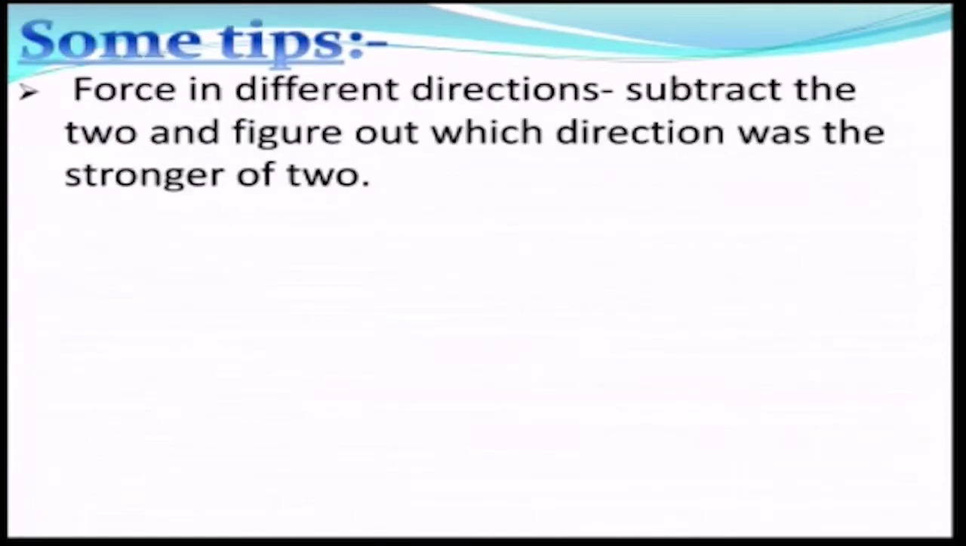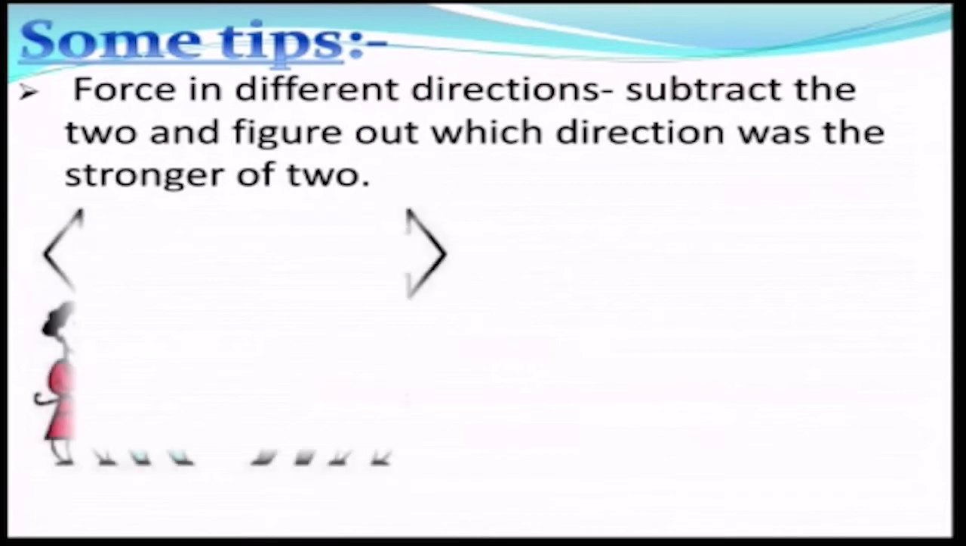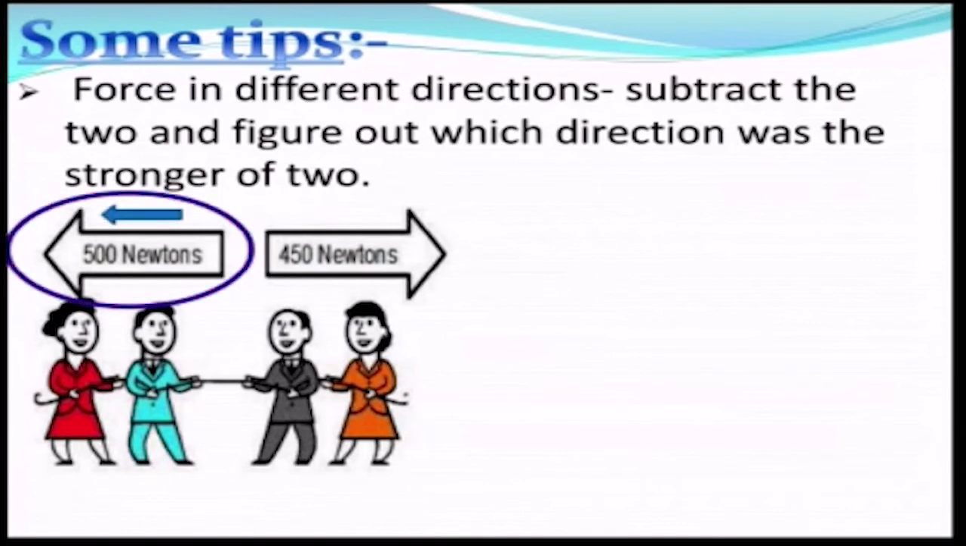On the other hand, for forces in different directions, subtract the two and figure out which direction is stronger. Here we can see the game tug of war. It is a very interesting game. The objective of the game is for each team to pull the rope, along with the members of the opposing team, to their side. The team which pulls the rope to their area wins the game.